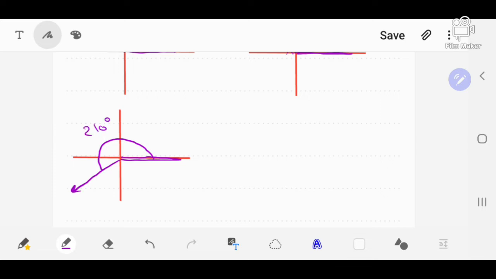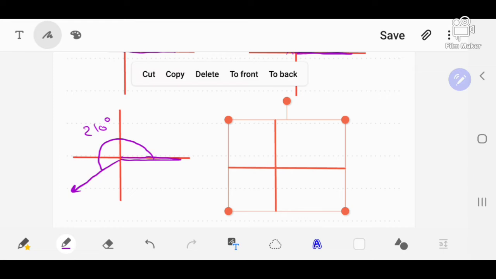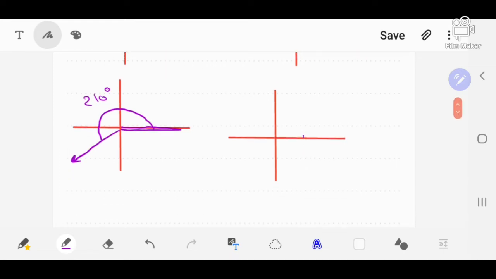We can still move more. We can draw, let's say, 330, for example, 180, 270, let's say somewhere here. So this is 330 degrees. Not only that, we can still draw negative angles.